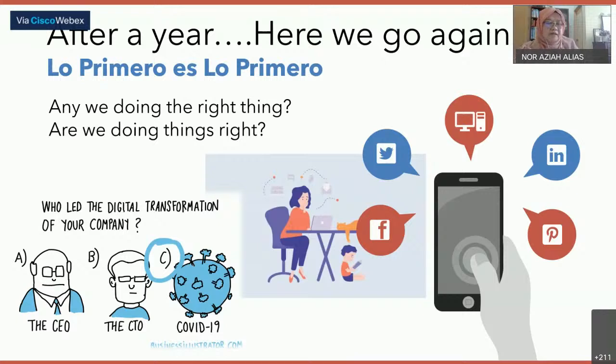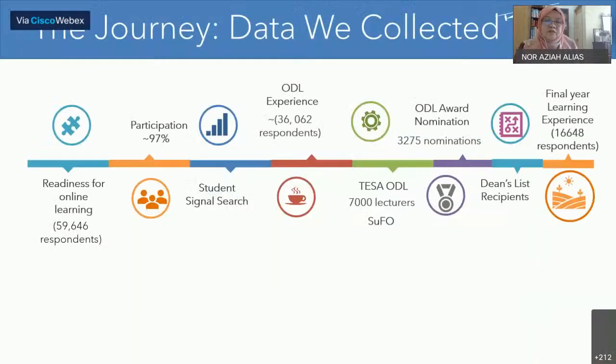Maybe for USM, you have PJJ, the Center for PJJ, Distance Learning, and you are much better than some universities in terms of delivering online or open. But for many people, it's something really new. So we were grappling with, you know, kids wanting to study, mothers needing to work, and that kind of thing. So we need to pause a bit. So in UiTM, what we did was we collect data all through our journey. We call it a journey for the past year.